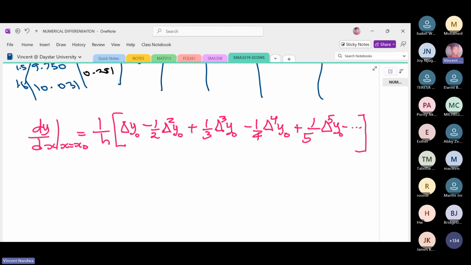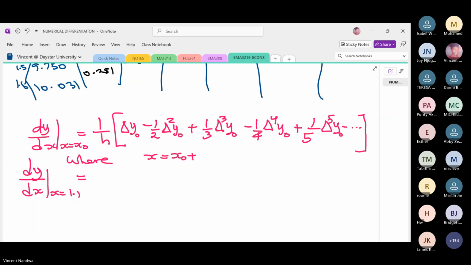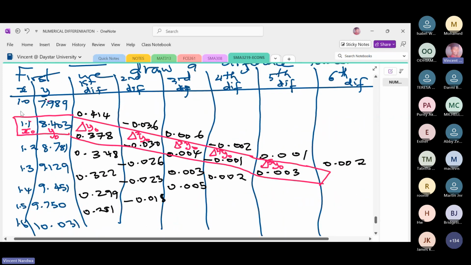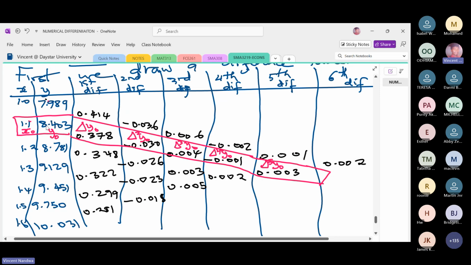So in our case, dy/dx at x equals 1.1. What is the value of h in this case? 0.1, the difference between the consecutive values of x. You see from 1 to 1.1 is 0.1, similar to the other values. So h is 0.1. And then what is the forward difference of y naught from our table?